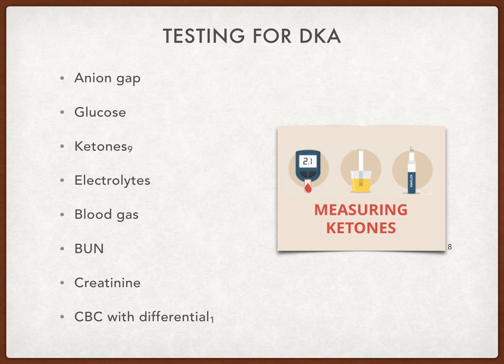Now, initially, patients suspected of having DKA would have their anion gap, glucose, ketones, electrolytes, arterial or venous blood gas, blood urea nitrogen, creatinine, and CBC with differential all checked. But for patients taking SGLT-2 inhibitors, it is important that a blood sample is used to measure serum ketones. This can be done by either obtaining a blood sample from a vein in the arm and measuring the concentration of acetoacetate in the sample, or by measuring at home from a sample obtained by a finger stick if your glucose monitor is able to check for ketones.